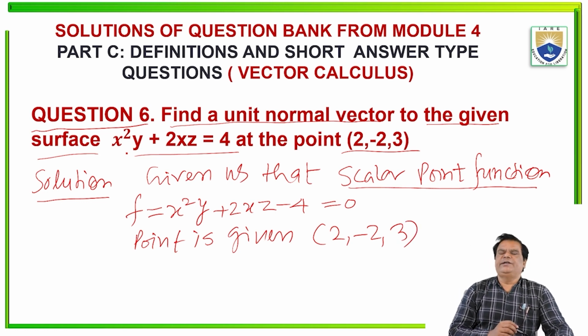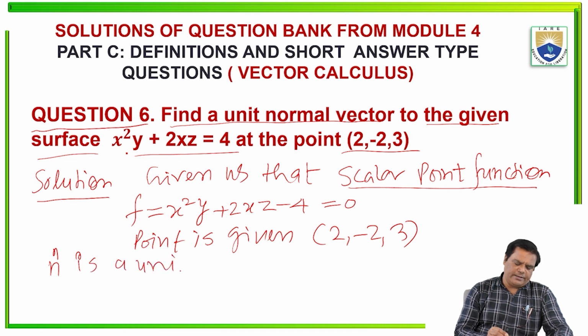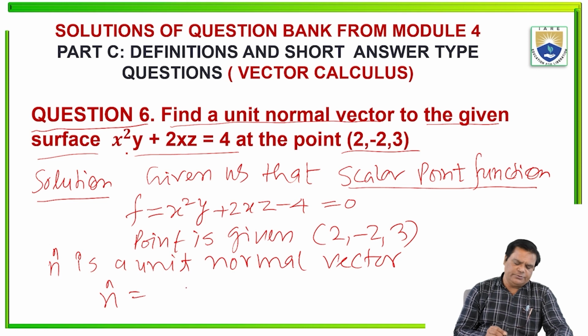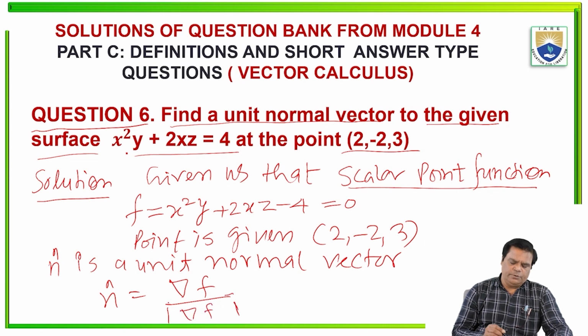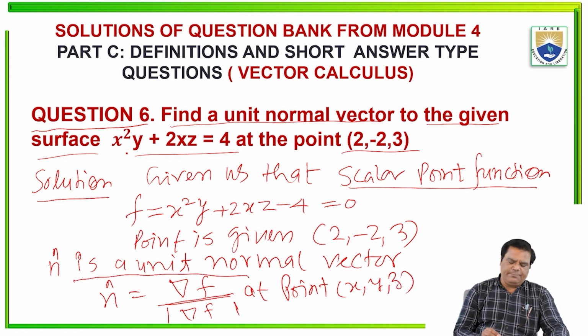We find the unit normal vector. So n cap is the unit normal vector. The definition of n cap is del f upon mod of del f at a general point x, y, z. This is the value of n cap, and this is the mod at a general point.